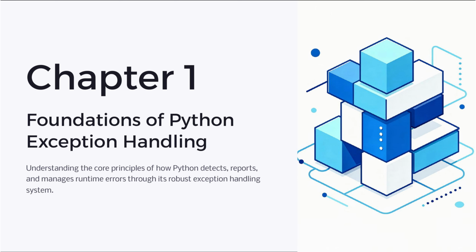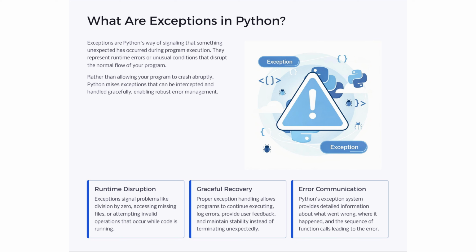Python's exception handling system is designed to detect, report, and manage runtime errors efficiently. It uses try-except blocks to catch exceptions, allowing developers to handle errors gracefully. This system ensures that programs can recover from unexpected issues, maintain stability, and provide informative feedback to users, enhancing overall software reliability. Exceptions in Python signal unexpected events during execution, like division by zero or missing files.